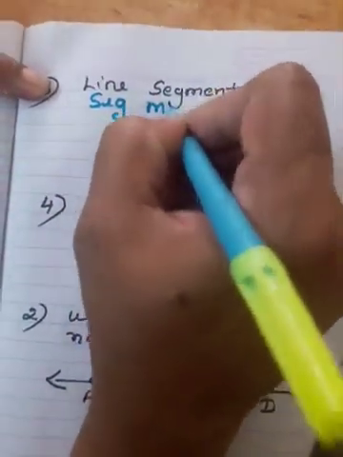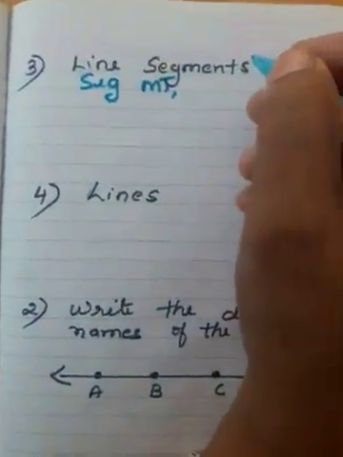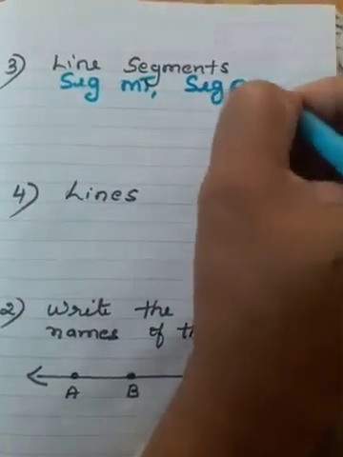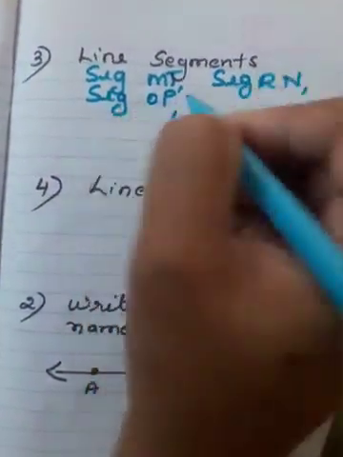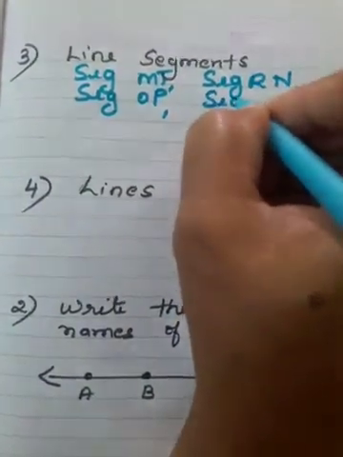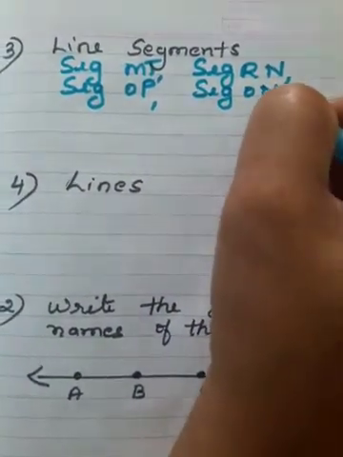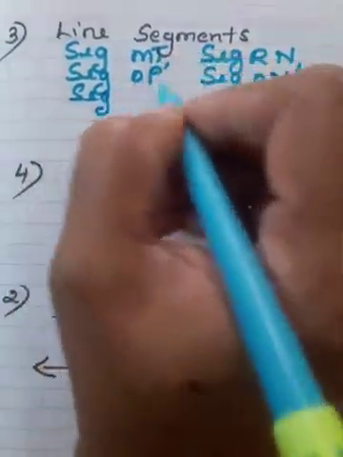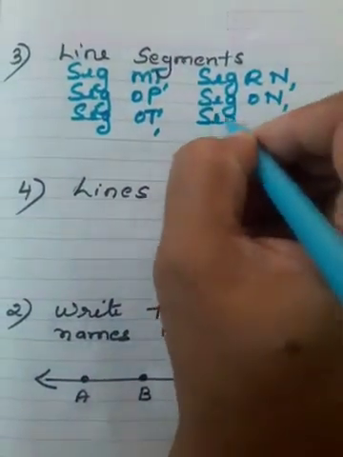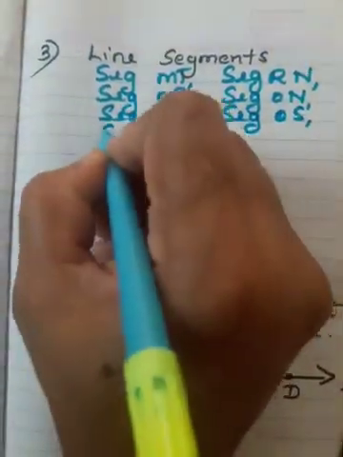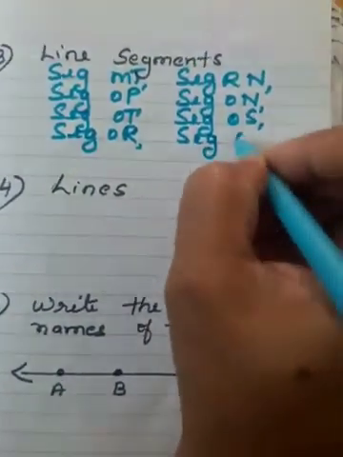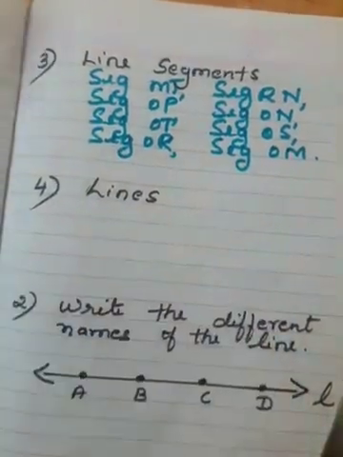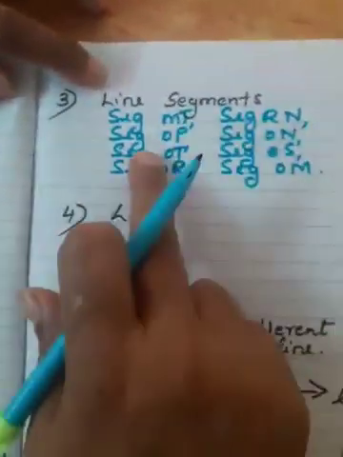So first one is seg MT. Next seg RN. Next seg OP. Seg ON. Seg OT. Seg OS. Seg OR and seg OM. So these are the segments. So I said total 8 segments are there. So 1, 2, 3, 4, 5, 6, 7, 8.